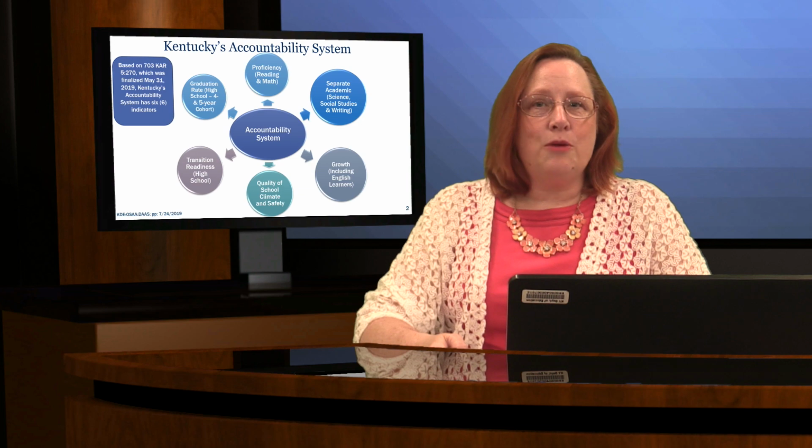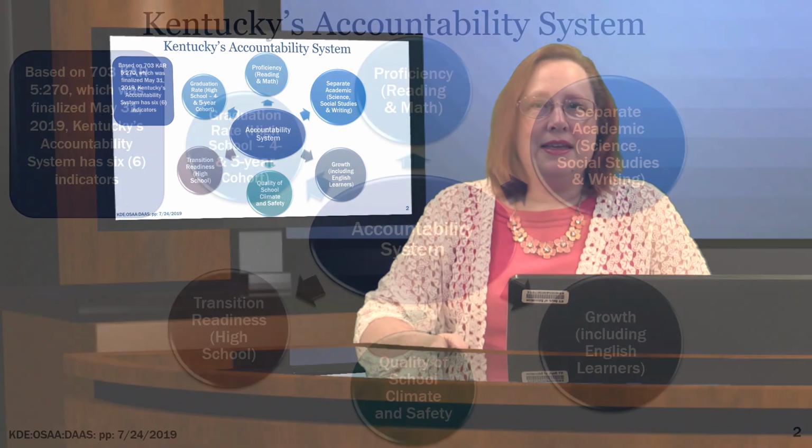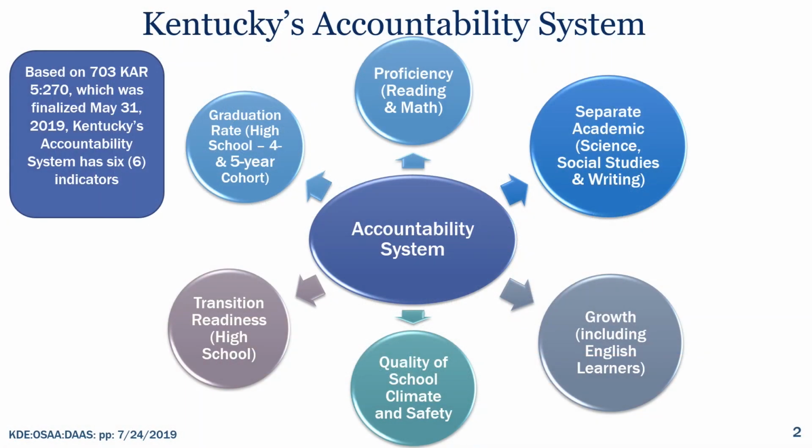Those indicators are proficiency in reading and math, separate academic for science, social studies, and writing, growth in reading and math, including English learners' progress towards language proficiency, quality of school climate and safety, transition readiness at high school, and graduation rate or cohort graduation rate at high school.